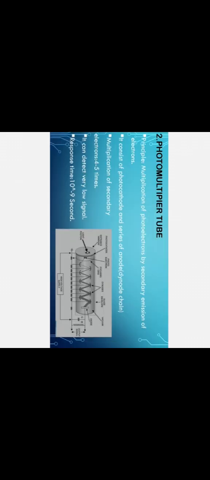Second one is the photomultiplier tube. The principle is multiplication of photoelectrons by secondary emission of electrons. It consists of a photocathode and a series of anode dynodes in a chain. Multiplication of secondary electrons is about 4 to 5 times. It can detect very low signals. Response time is 10 power minus 9 seconds.